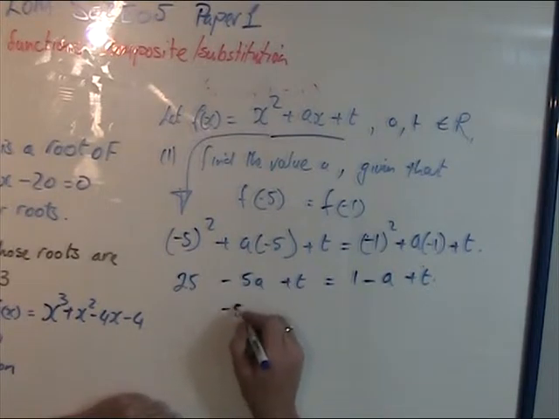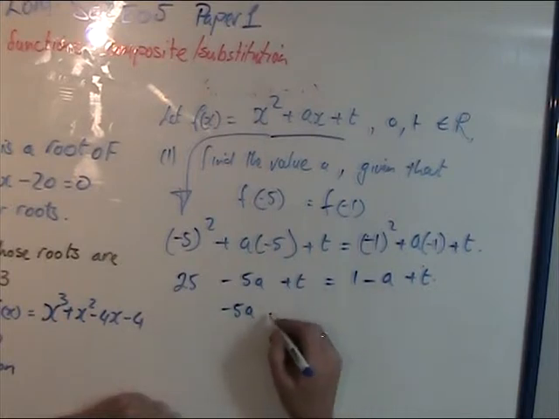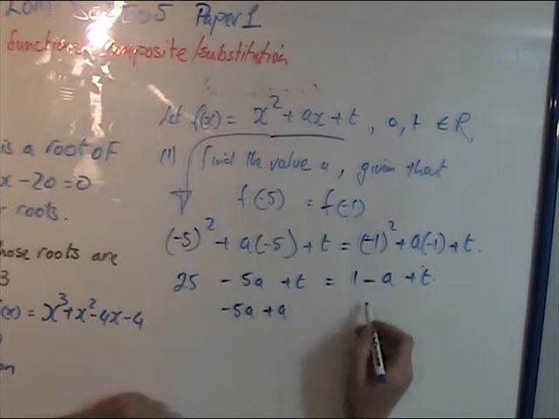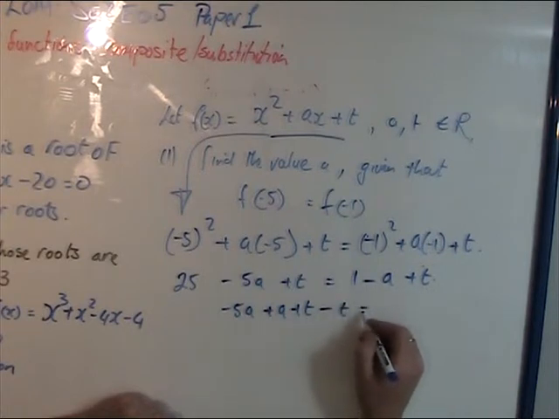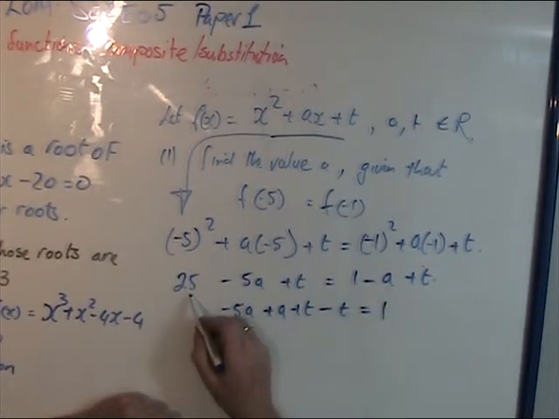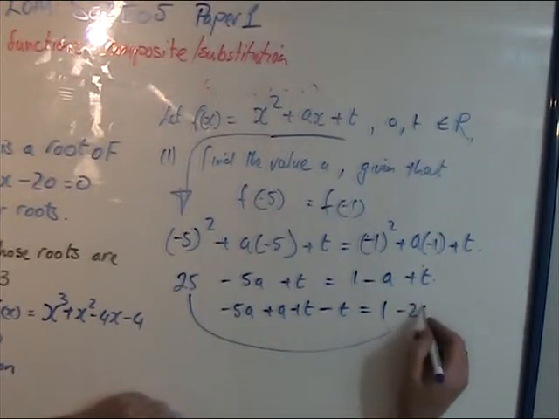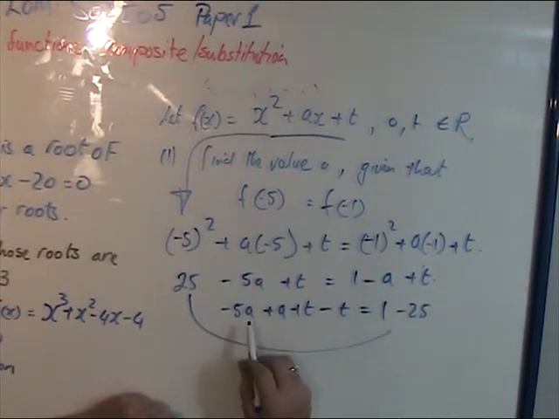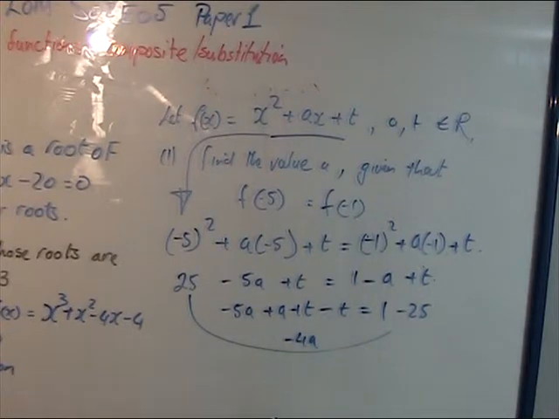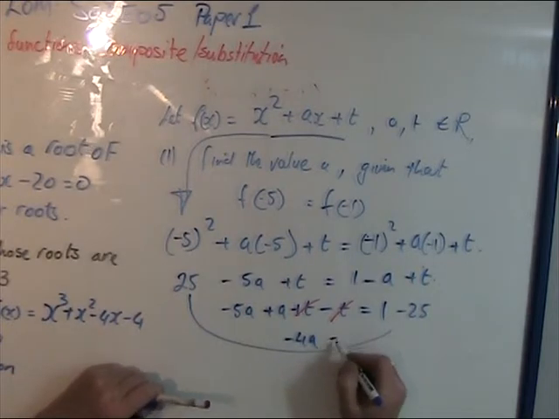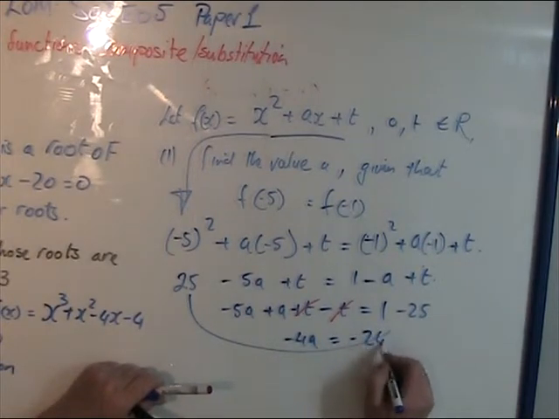So minus 5a, bring the minus a over, plus a, plus t, bring the t over, becomes minus t, is equal to 1, bring the 25 over, it becomes minus 25. Okay, so you got minus 5a plus a is minus 4a. You got t minus t, well, that cancels, okay, is equal to minus 24.